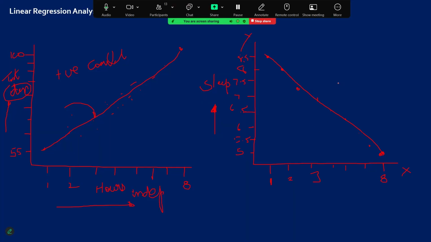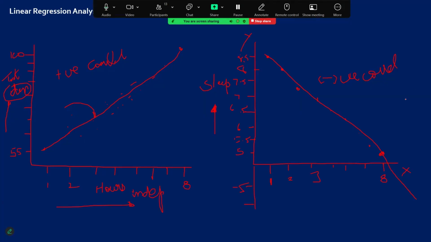So what is this one called as? Negative correlation. This is called negative correlation because this goes towards the negative side, right? As I said, it goes towards negative side. These are a negative 4.5, negative 5.5. It goes like this. So we call this a negative correlation.